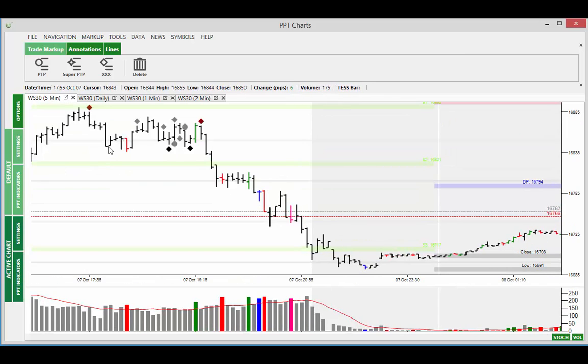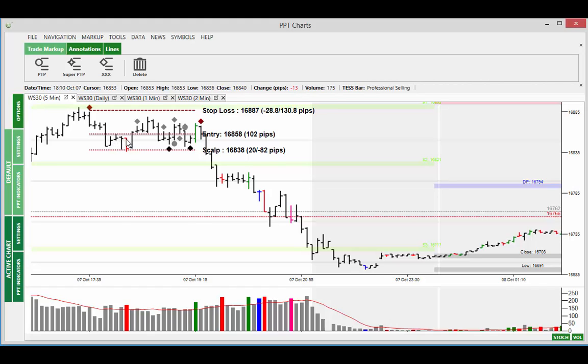We see the market move lower following the potential sell signal. We see the market also having to deal with the psychological level there as well of 16,850. The market managing to see this as a resistance, and then we have this last push down to the 20-point scalp as the market stays below the 16,950 level.